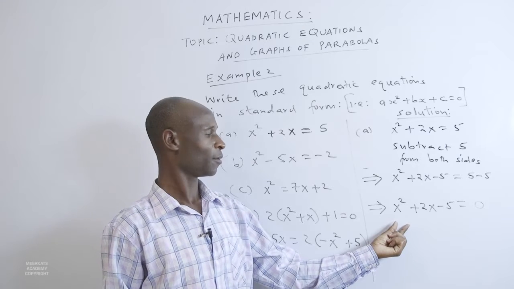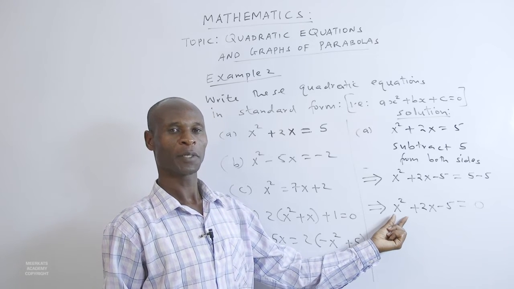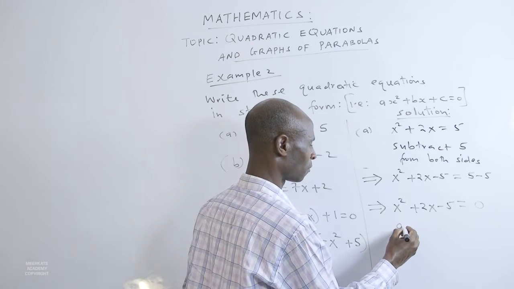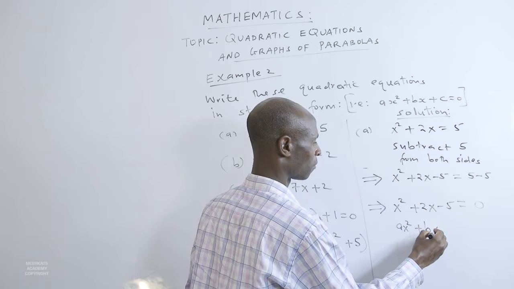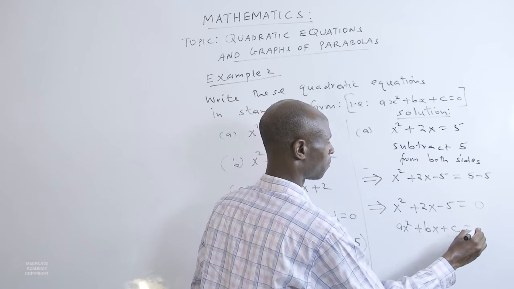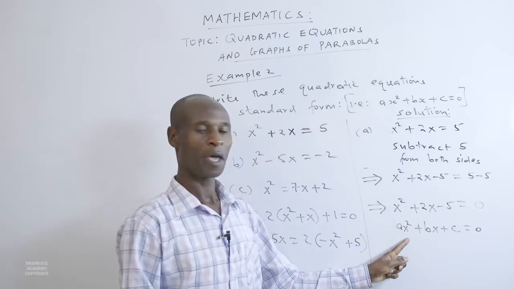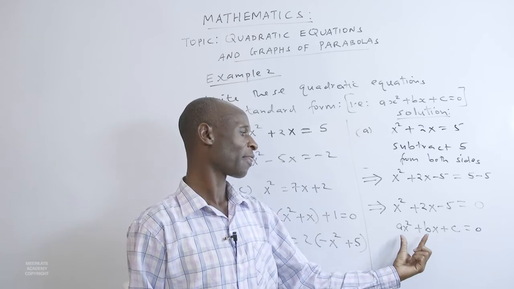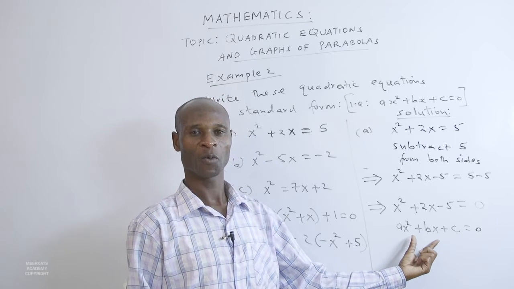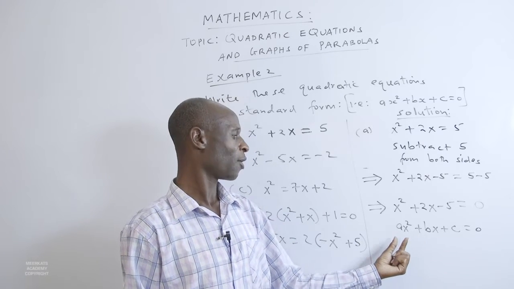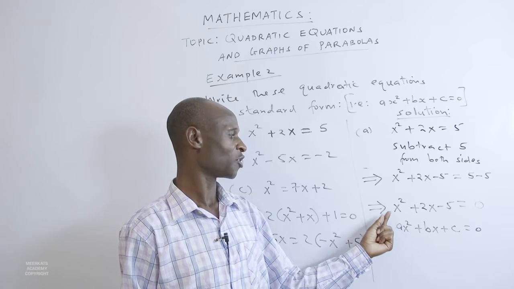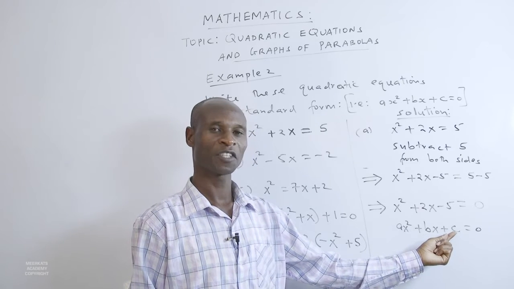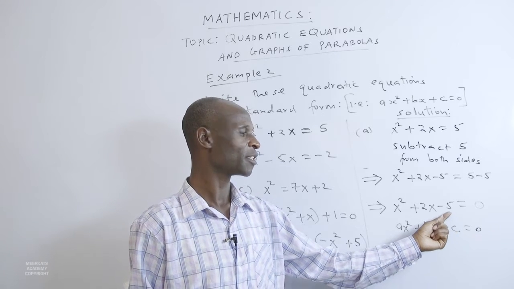So this now is our final equation, a quadratic equation in the form ax squared plus bx plus c is equal to 0, and that is the standard form of any quadratic equation. In our case, the value of a is 1, the value of b is 2, and the value of c, which is the constant term, is negative 5.